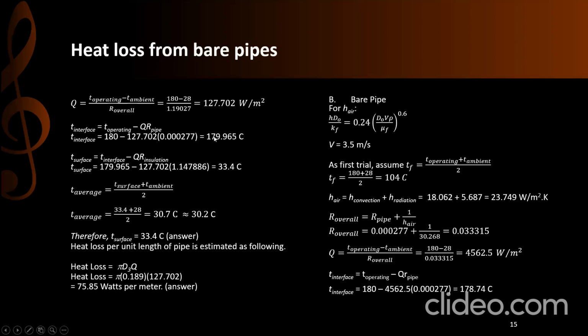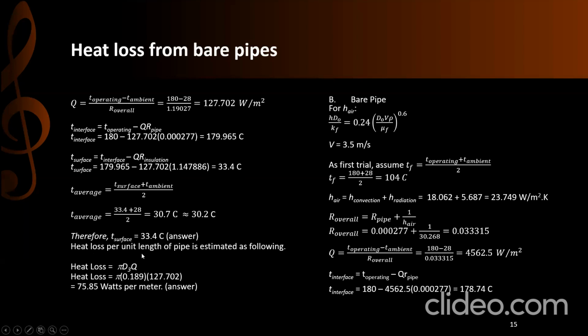Ito yung sa surface other side. Outside surface temperature or sa interface. So the interface pala ito. Then sa surface naman is T interface minus QR insulation, surface ng insulation to outside. So 179.965 minus 127.702 times 1.14886 is equal to 33.4 C. And take the average ng surface temperature and ambient temperature, divided by 2. 33.4 plus 20 divided by 2 is approximately 30.2. So ito yung ginamit ng mga properties. So therefore, T surface is 33.4, answers. Lapit na yun, di ba? So isang trial pa, pwede pa.